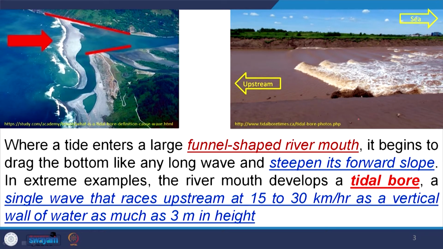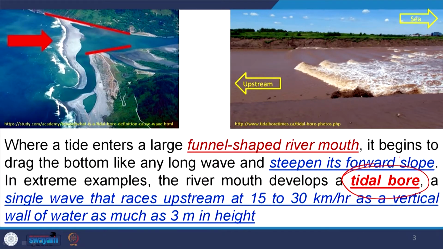Another type of structure which is mostly tide dominated is called a tidal bore. If you see these two photographs, the first photograph shows a funnel type river mouth, and during high tide water will pass from this direction to this direction with high speed. Depending upon the tide height, the water will go inside the landmass through the river mouth to the same height.